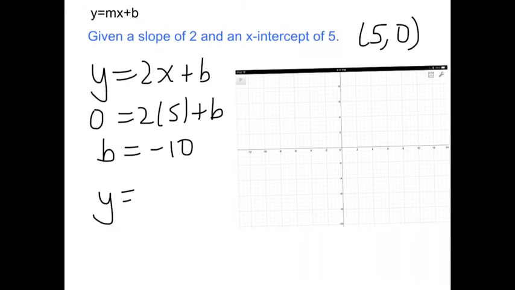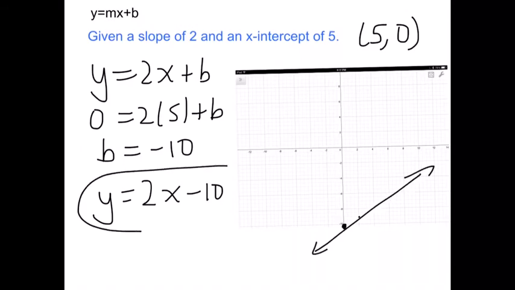The equation is y equals 2x minus 10. So start with the y-intercept. Go up 2 over 1. Sorry, a little bit tricky on this one. Connect your lines, and now you have the equation y equals 2x minus 10, which has a positive slope, a negative intercept, and we solved this using slope and x-intercept.